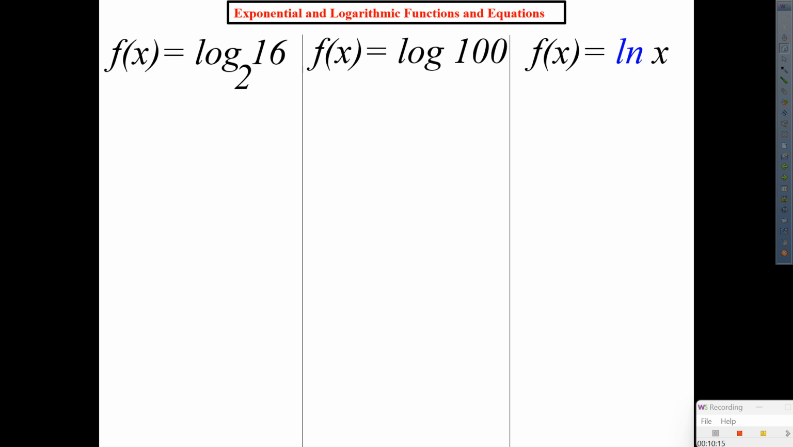And today we're introducing two more logs, and we're going to call them parent functions. This last one, f of x equals ln x, the ln stands for natural log. We can talk about that in a little bit. But natural log means that this base is going to be replaced by the letter e. Look up right above it. I want you to write the letter e, approximately 2.718.